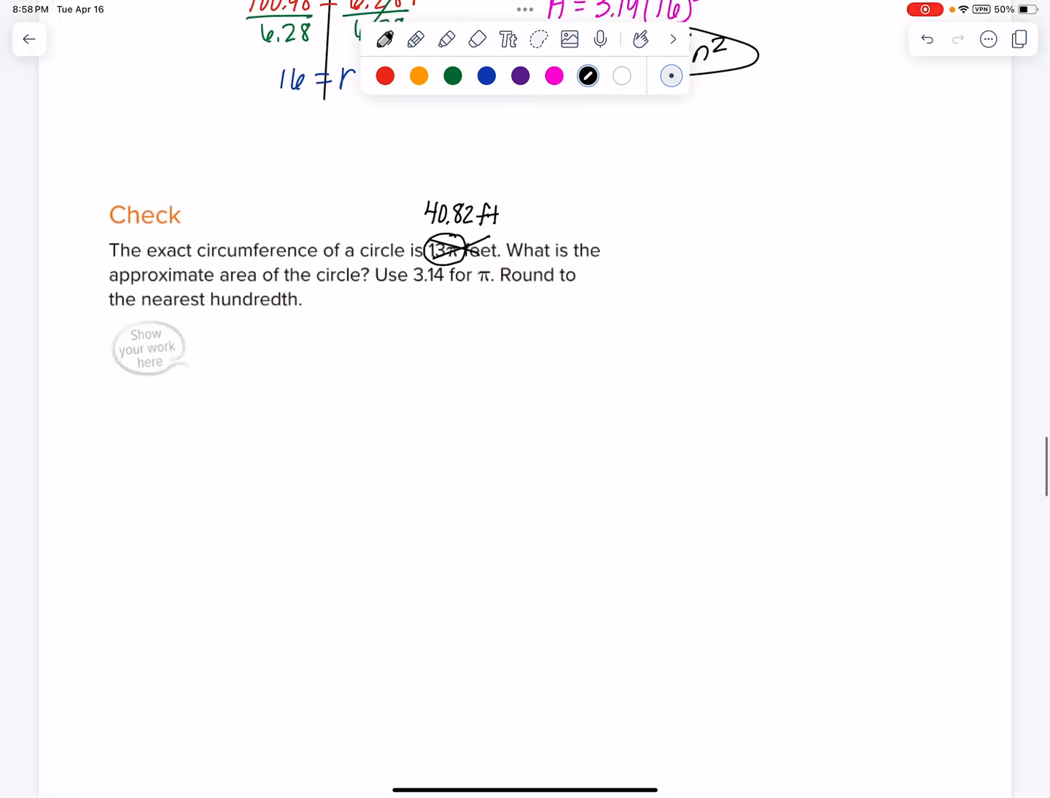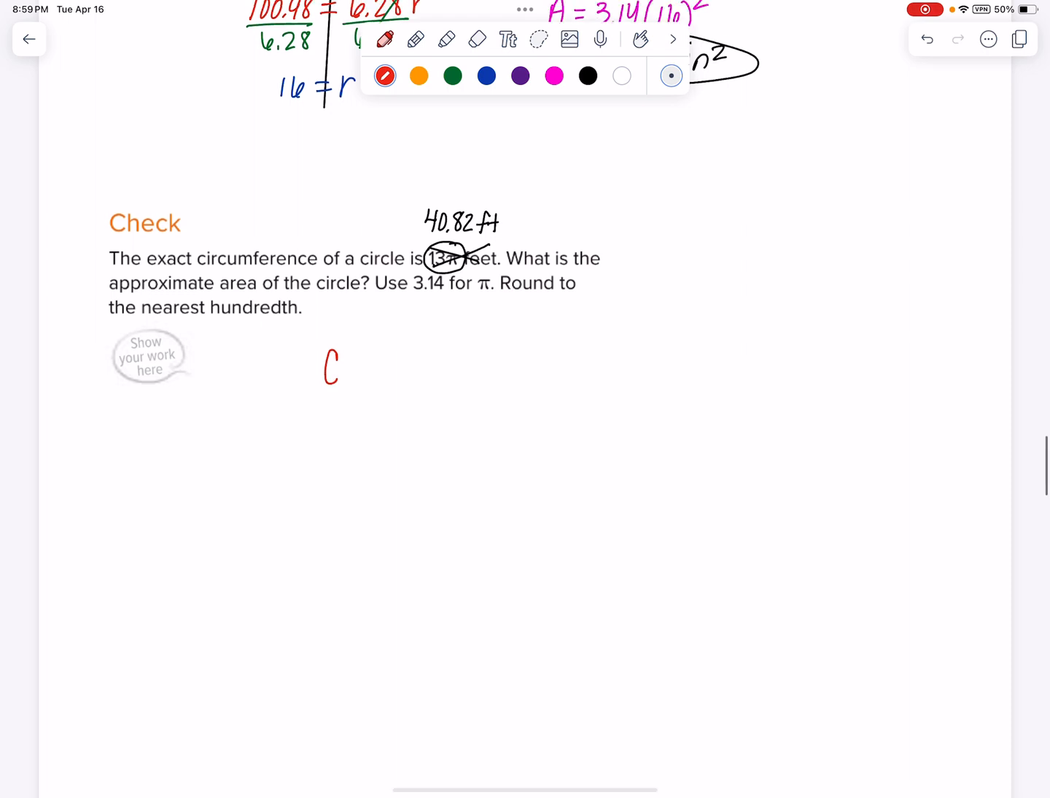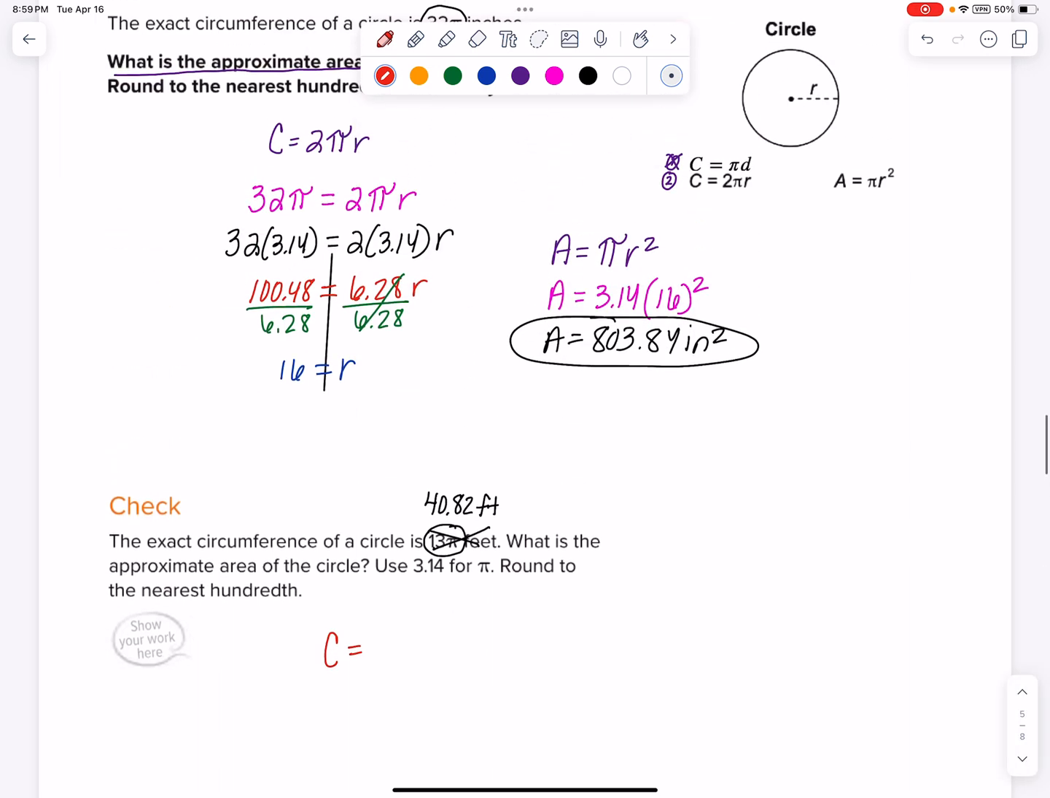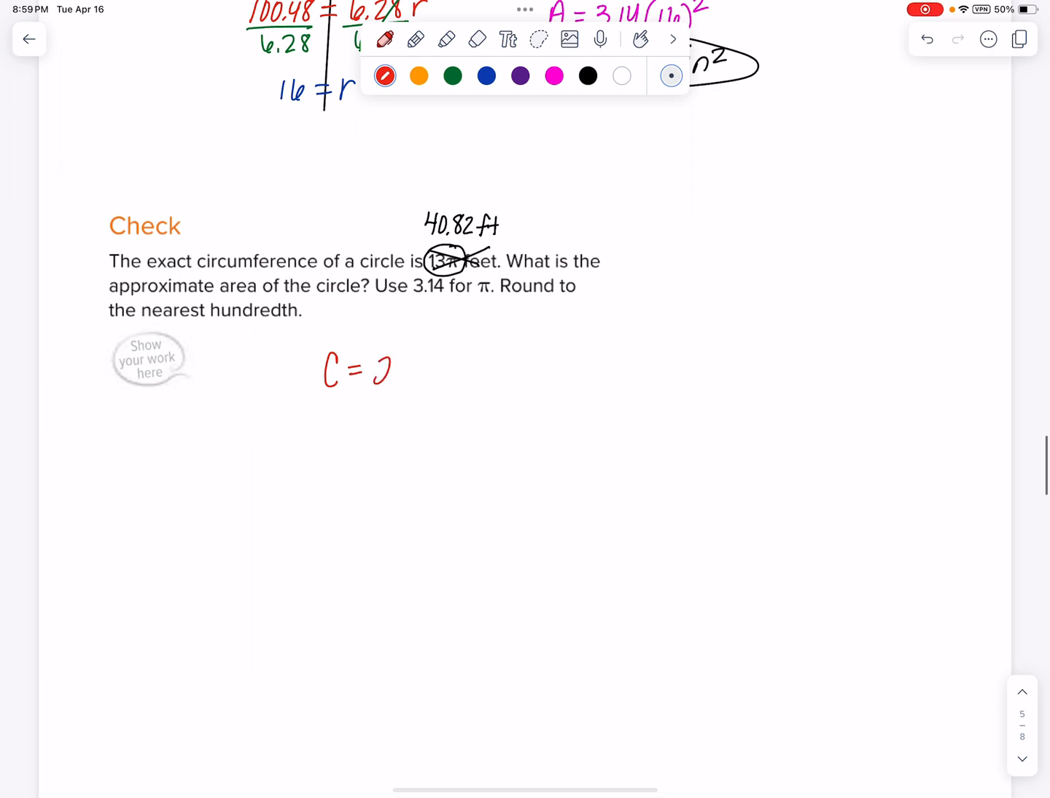Okay, what's the approximate area of the circle? So let's go ahead and find the area. Now you have to remember, we only know the circumference, so we have to use the circumference first to find the radius. So circumference equals 2 pi r, and then go ahead and substitute. So the circumference is 40.82 equals 2 times 3.14, or we could just do 6.28 r.